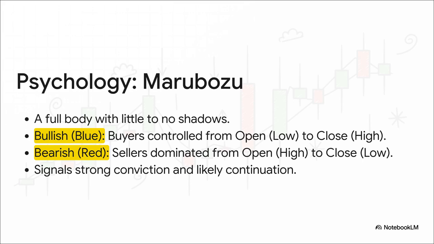A blue one means the buyers were in absolute control. The stock opened at the lowest point of the day, and it closed at the highest point of the day. It was a total one-way street. A red one is the exact opposite. Sellers dominated from the opening bell to the closing bell. This candle yells conviction and strongly suggests that whatever was driving the market that day is probably going to continue.